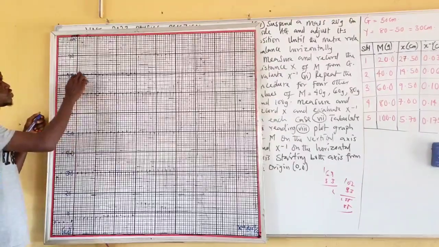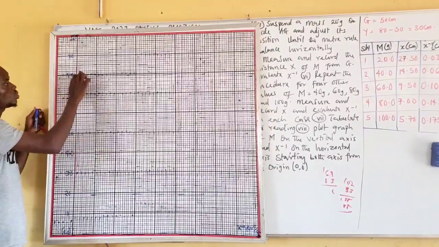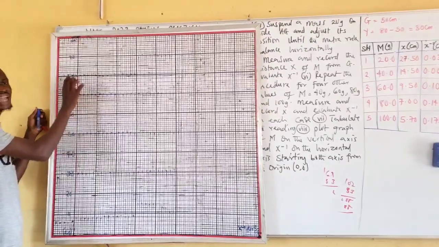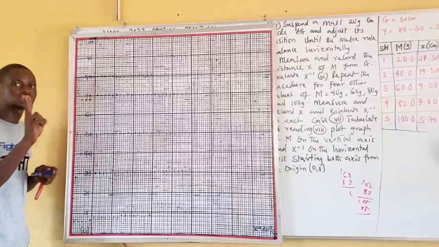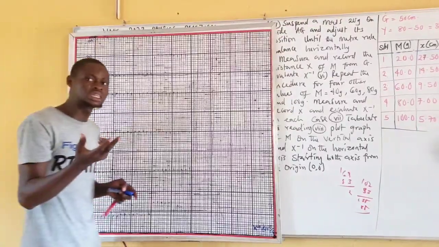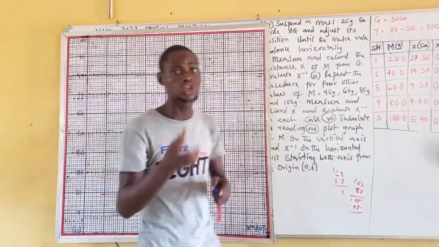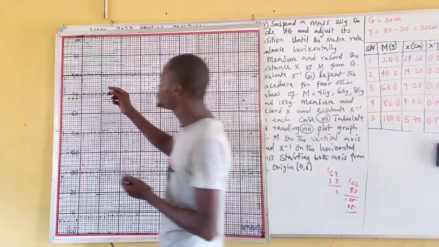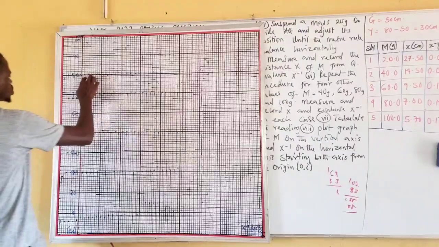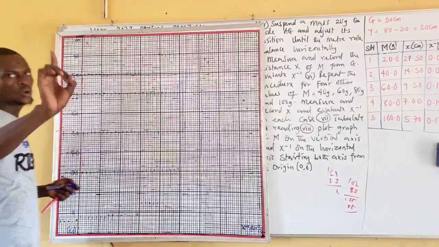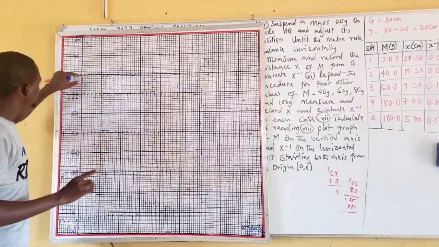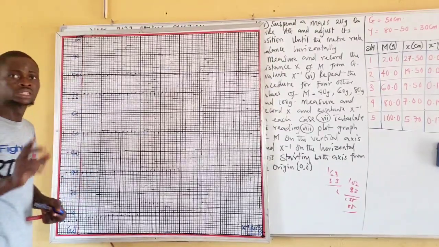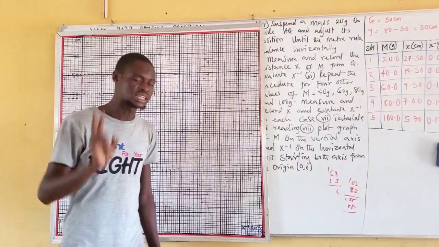These small boxes, if you count them, are 10: 1, 2, 3, 4, 5, 6, 7, 8, 9, 10. Those 10 boxes denote 2 centimeter. The graph you might be given in your own school might be one of 5 boxes. If it is 5 boxes, that means 1, 2, 3, 4, 5. That is 1 centimeter. 5 boxes denote 1 centimeter. 10 boxes denote 2 centimeter.